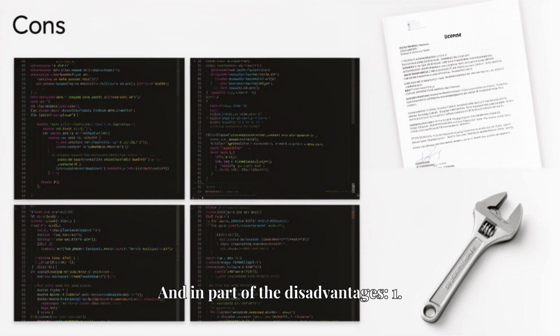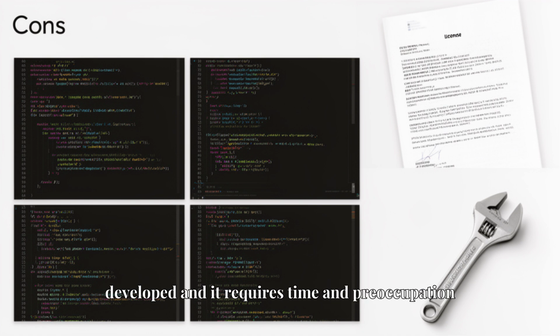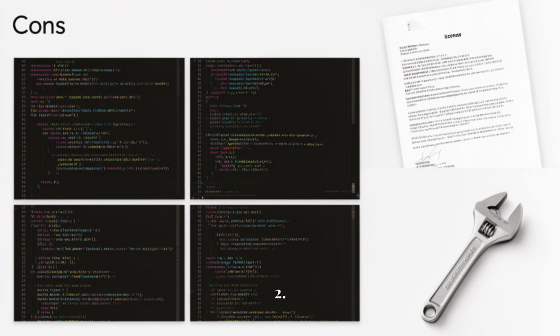And in terms of the disadvantages, 1. Development time. Automated testing needs to be developed, and it requires time and preoccupation for us in checking the code that was written. It's not created overnight. 2. Skill.